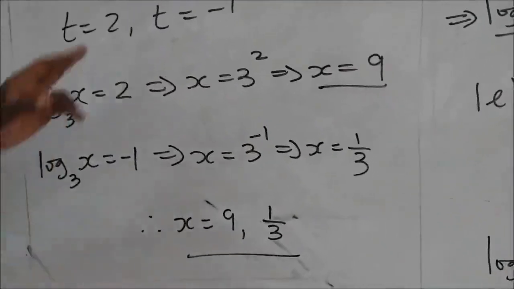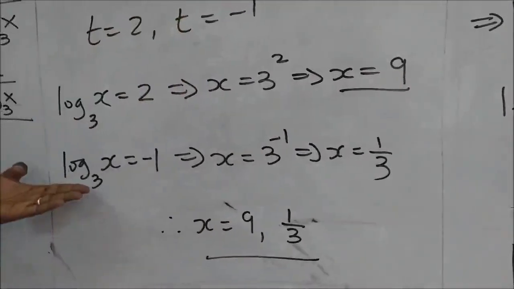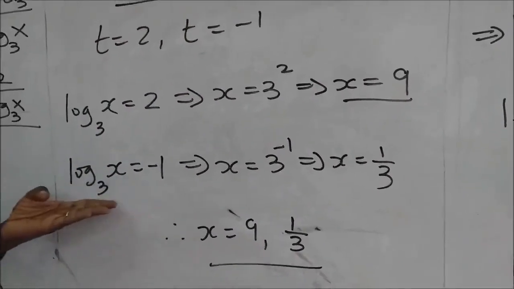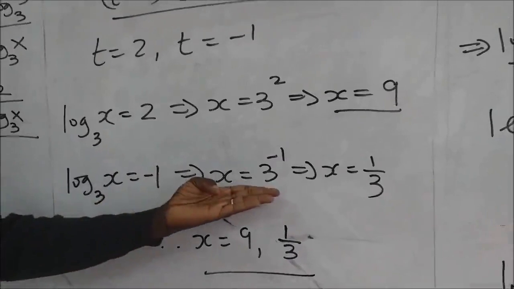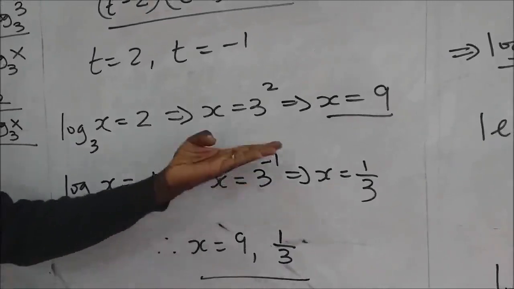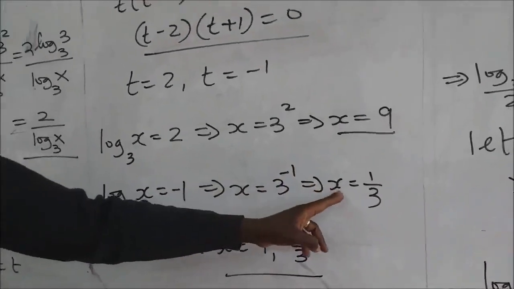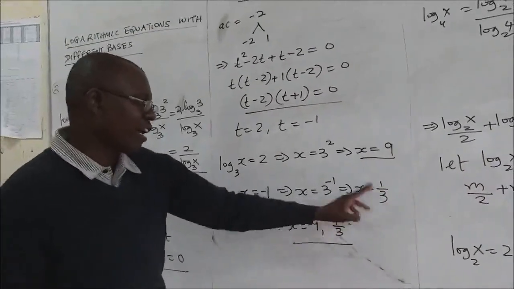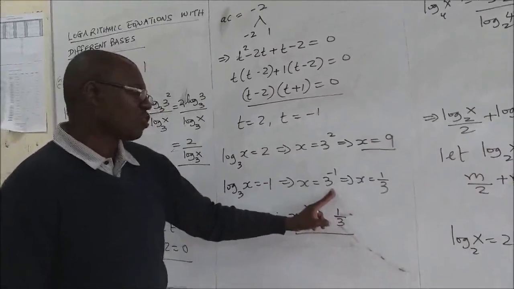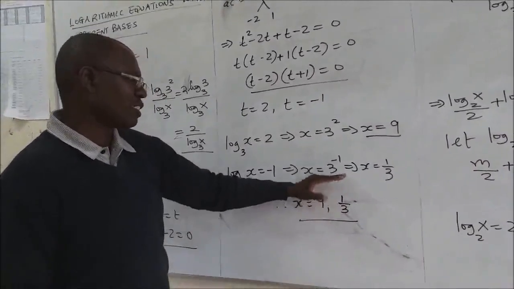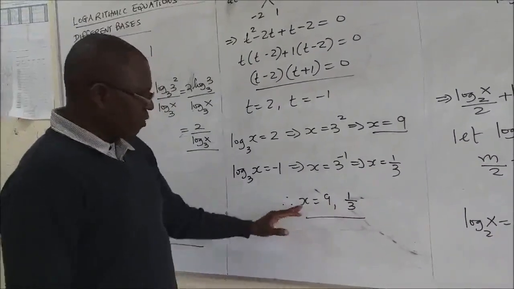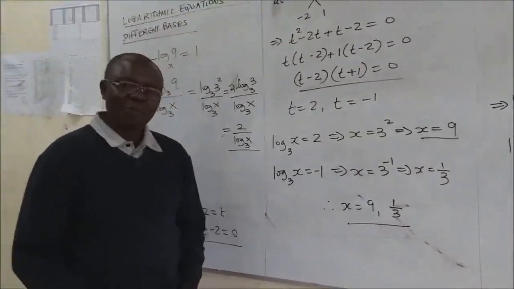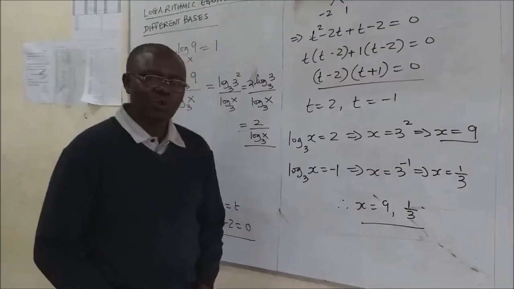The same thing again when t is negative 1. We have log x base 3 equals negative 1. We move from the logarithmic form to exponential form of x equals 3 power negative 1, and our x equals 1 over 3. I hope you remember the laws of indices, the negative laws of indices. Therefore, x equals 9 or 1 over 3. I hope you got question 2 right.